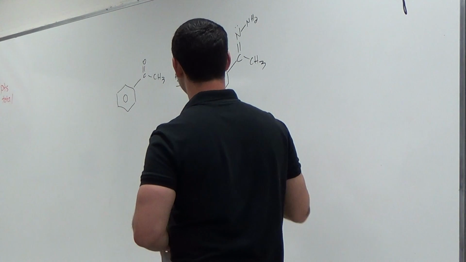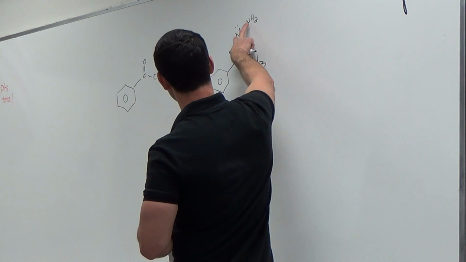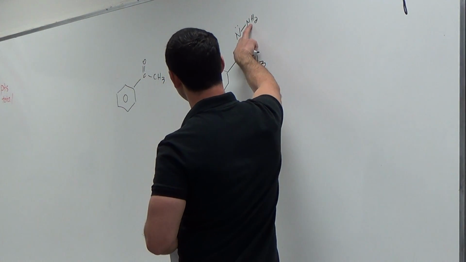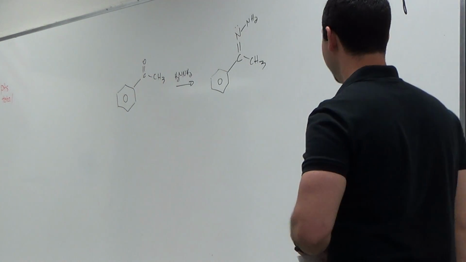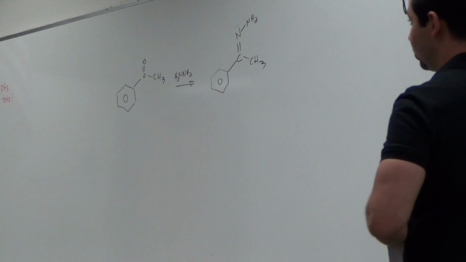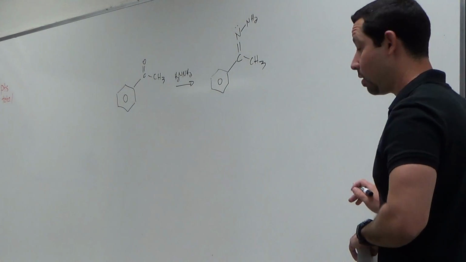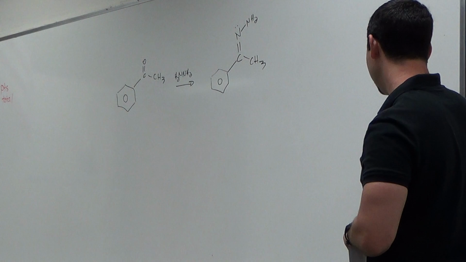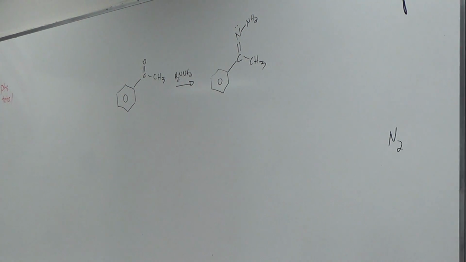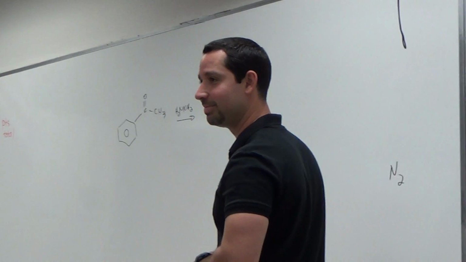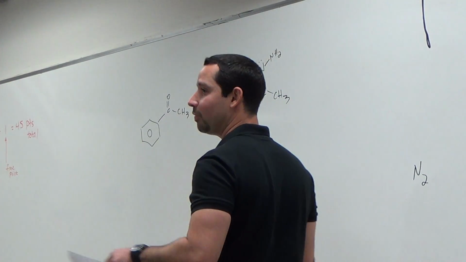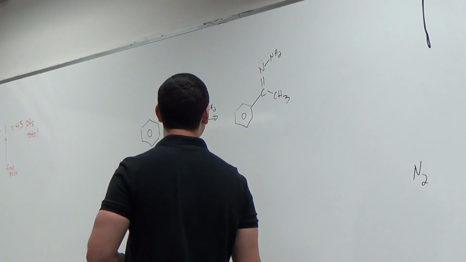And the reason why this is special is because you notice here is a bond between a nitrogen and another nitrogen. Whenever you see a nitrogen next to another nitrogen, this thing will, in general, decompose to form N2. Okay? So this reaction is called Wolff-Kishner.